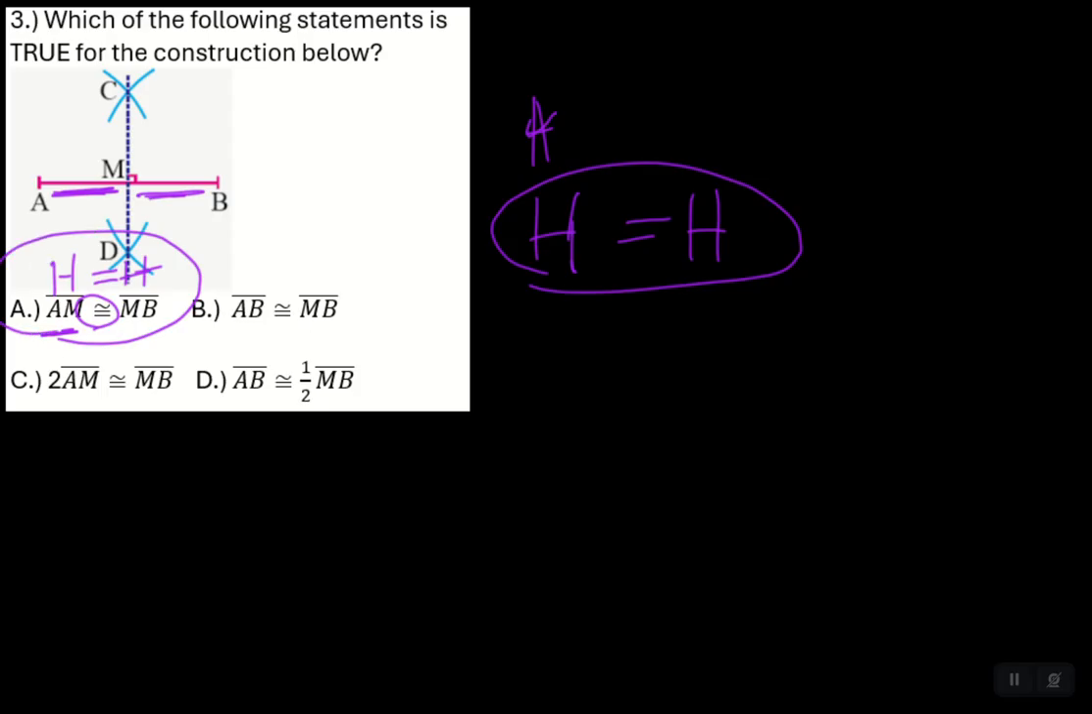Now let's look at something that was clearly wrong. If you look at AB, AB is the whole thing, so let's write whole is equal to MB, the half. Is that true? Is it true to say that the whole of something is equal to its half? Let's go back to that example of $100. Is $100 equal to 50? No. And so you could just do that for each of these.